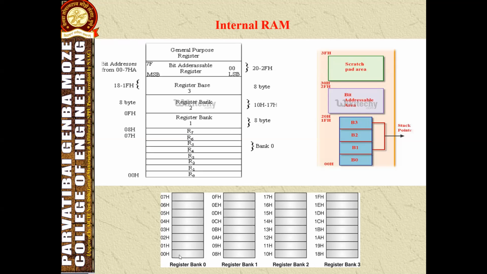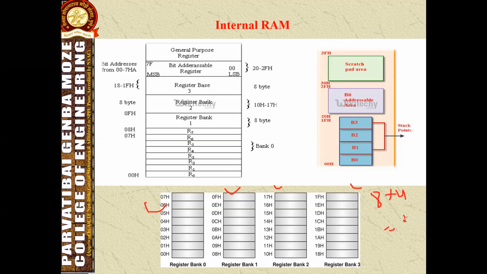So first we will see how the registers are organized in a particular bank. There are 4 register banks, numbered from bank 0 to bank 3, in the 128 bytes of RAM. Each bank is made up of 8 registers. This bank is made of 8 registers, and this also contains 8 registers. Similarly, these two also contain 8 registers. So totally, how many?